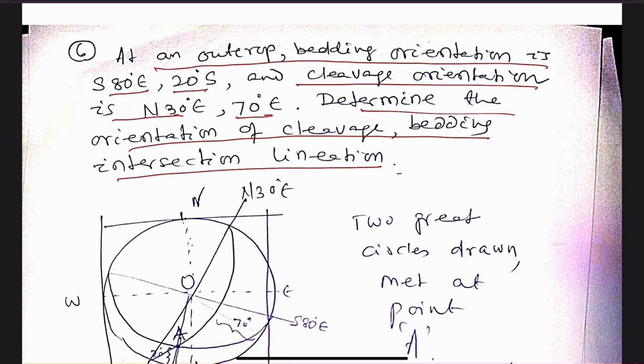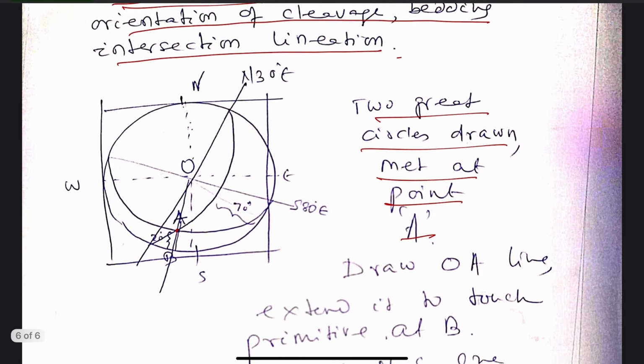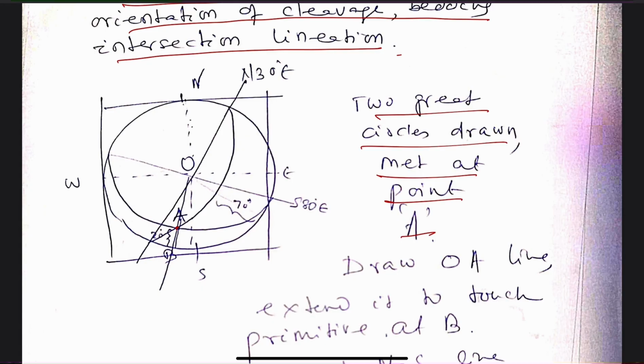So how can we go for it? The usual process of presenting these two planes is that two great circles are drawn, meeting at the point A. This is the point A, where two great circles meet. So the line OA touching the periphery at B will give the point B in the primitive circle, which will give the direction of the lineation.